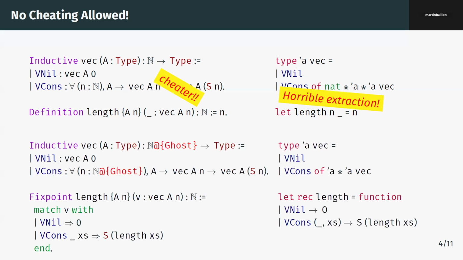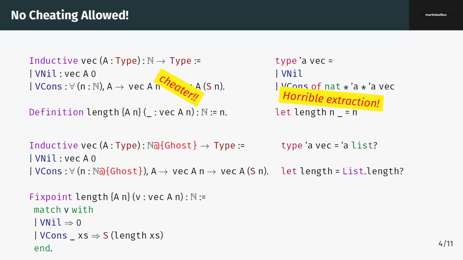And what we would do with the ghost sort is to actually have the fixed point to compute the length of a vector. And so when we extract it to OCaml code, we don't get this natural number inside the arguments of the constructors. We forget them here, and we actually have a function. But this thing may remind you of another inductive type, namely lists. So maybe we could do something like this, right?